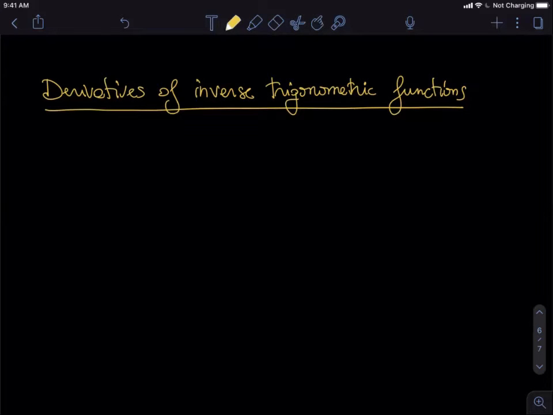How do we compute derivatives of inverse trigonometric functions? For example, let's start with the arc sine of x. How? That's the question, how? So first thing I will write that this is the sine of y equals x.